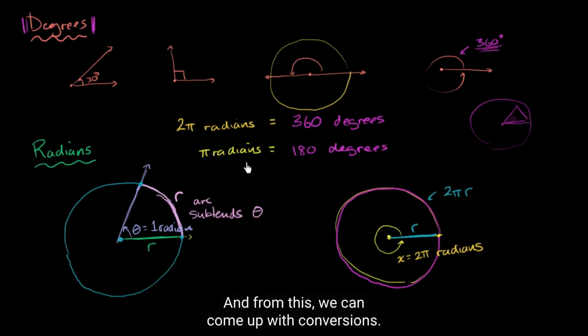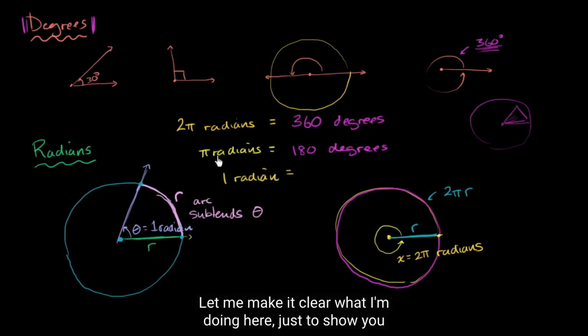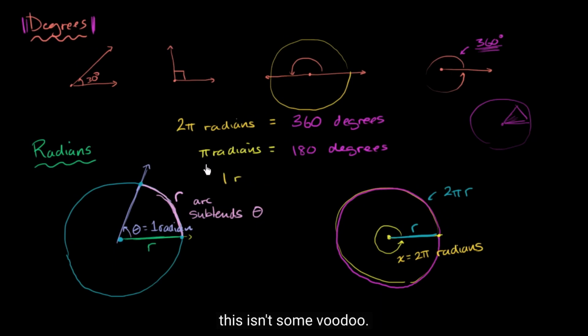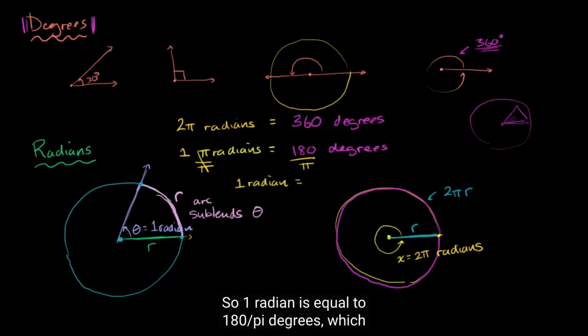And from this, we can come up with conversions. So 1 radian would be how many degrees? Well, to do that, we would just have to divide both sides by pi. Let me make it clear what I'm doing here, just to show you this isn't some voodoo. I'm just dividing both sides by pi. On the left-hand side, you're left with 1 radian, and on the right-hand side, you're left with 180 over pi degrees. So 1 radian is equal to 180 over pi degrees.